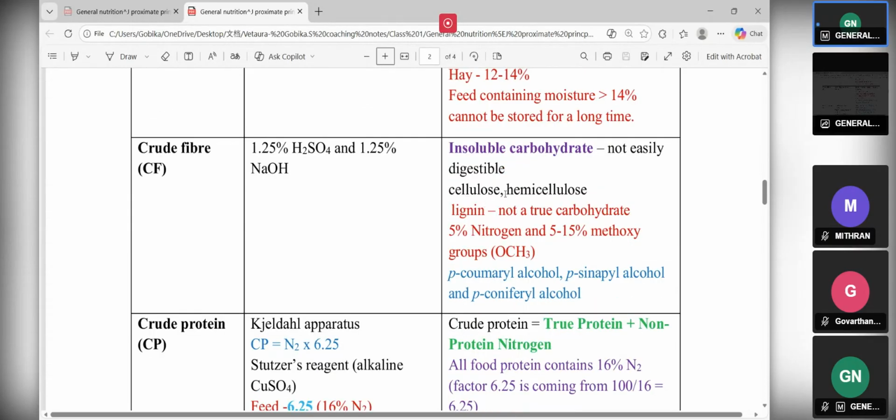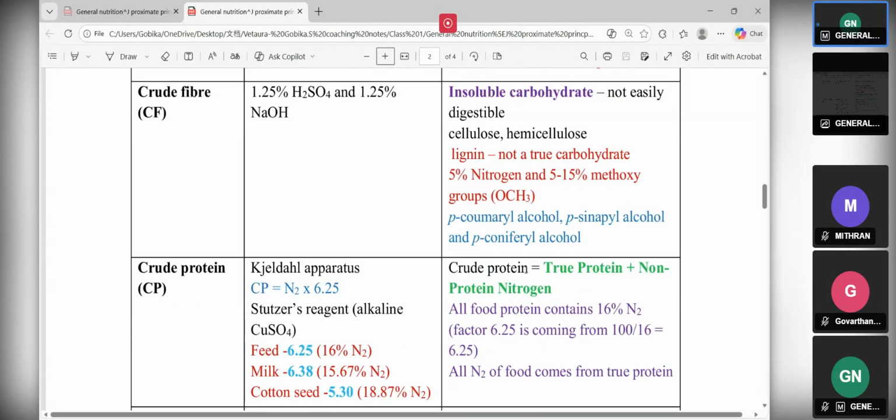Mainly, it is composed of cellulose and hemicellulose components. Then some have classified lignin also in the crude fiber component, but it's actually not a true carbohydrate. It's mainly composed of nitrogen and methoxy groups, that is, nitrogen 5% and methoxy 5 to 15%. Then lignin is mainly made up of three parts: p-coumaryl alcohol, sinapyl alcohol, and coniferyl alcohol.